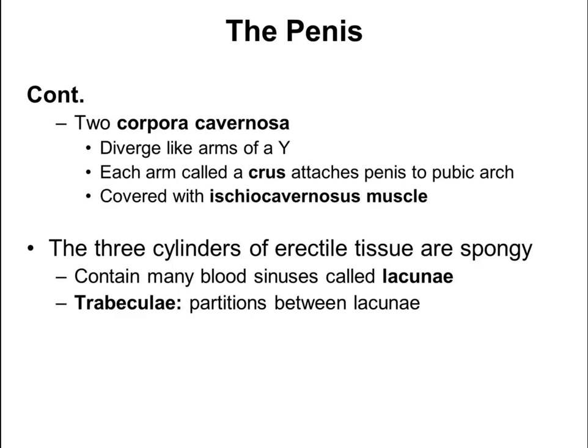Then there are two corpora cavernosa tissues that diverge like arms of a Y. Each arm is called a crus and attaches the penis to the pubic arch. And it is covered with an ischiocavernosus muscle. That is a long word. The three cylinders of erectile tissue are spongy. They contain many blood sinuses called lacunae and trabeculae, which are partitions in between the lacunae.